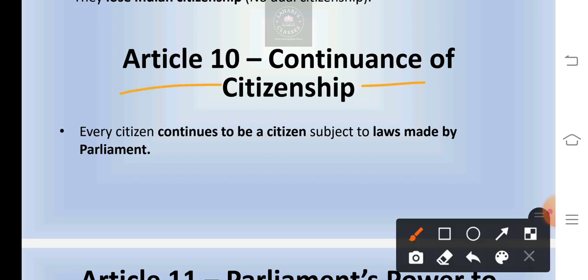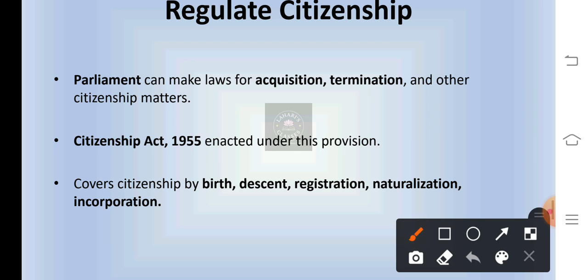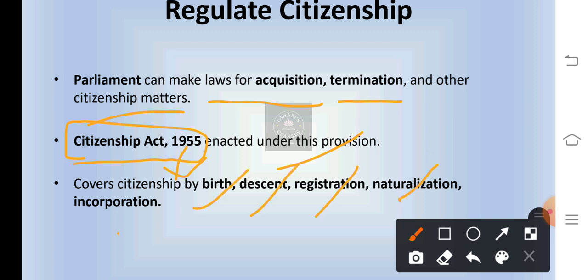Article 10, that is continuance of citizenship. Every citizen continues to be a citizen subject to laws made by Parliament. Next is Article 11, Parliament's power to regulate citizenship. Parliament has the sole power to make laws for acquisition, termination and other citizenship matters. The Citizenship Act 1955, which was made by Parliament, was enacted under this provision only. This Act covers citizenship by birth, descent, registration, naturalization and incorporation.